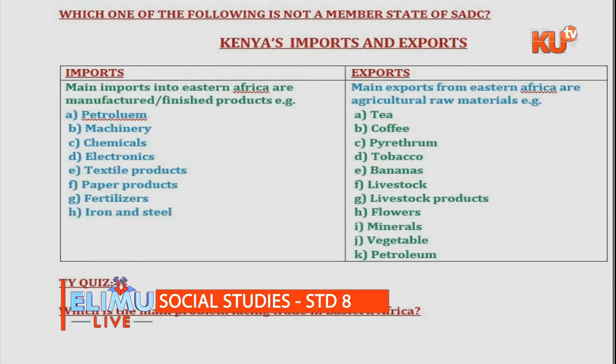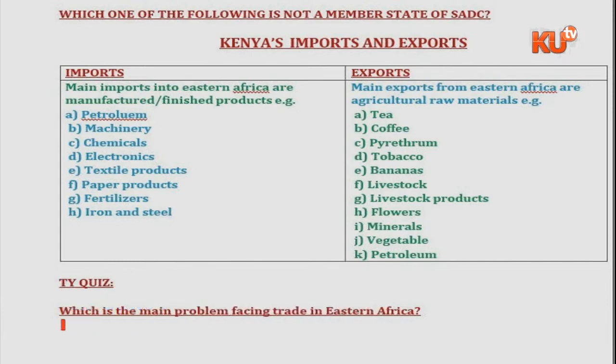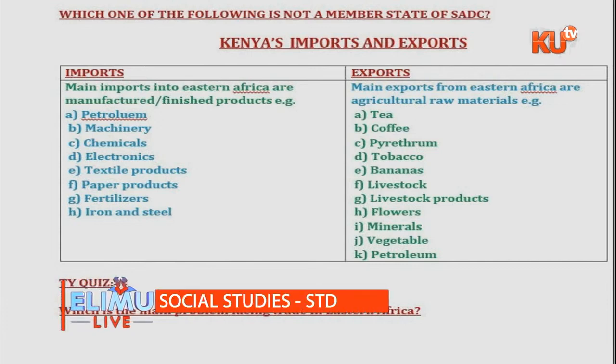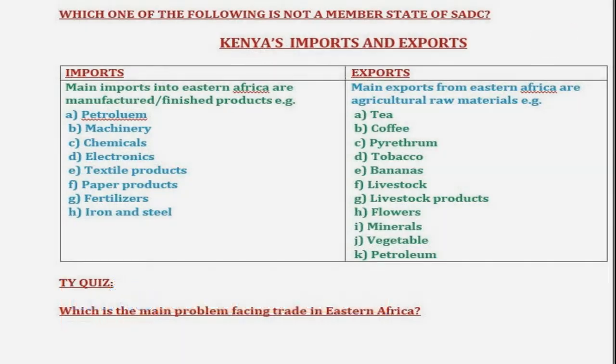Then on exports, our main exports come from Eastern Africa and they are mainly agricultural materials. The ones we take to other countries are agricultural materials. The ones that come into our country are manufactured or finished products. So you should be able to know imports and exports. Our TY quiz is on trade.